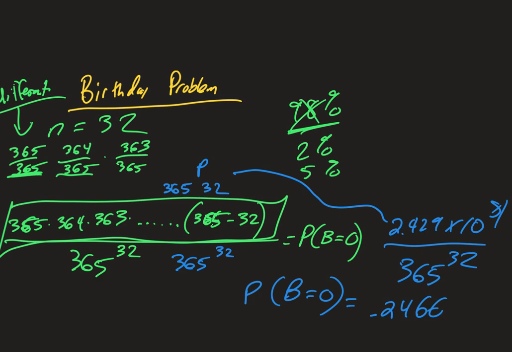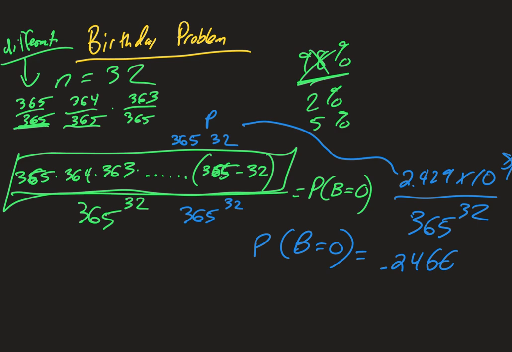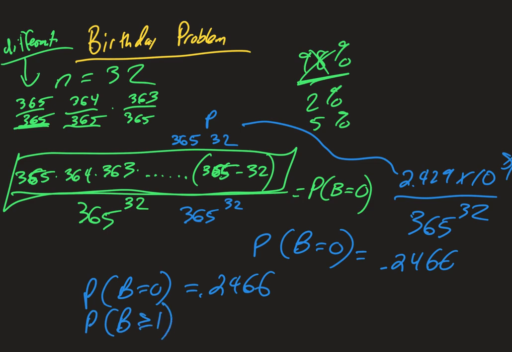So what is the likelihood that somebody has the same birthday? The probability that nobody has the same birthday is 0.2466. So the probability that there's at least one person with the same birthday would be 1 minus that number, because you either have nobody with the same birthday or somebody has the same birthday. Which is 75.33%.